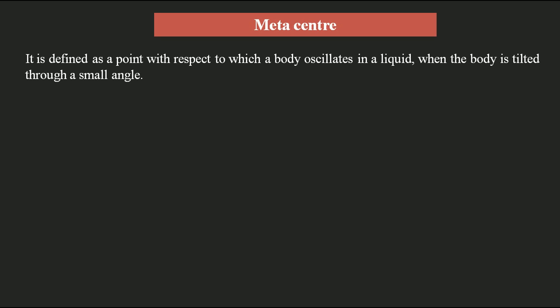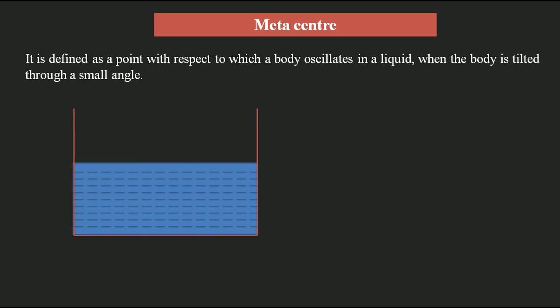So we try to analyze this a little more. Here I am taking one container into which I am inserting one body that is submerged in the liquid, and when you tilt this body, assume this one is the axis, the body can oscillate in this liquid with respect to a particular point. Oscillations take place only with respect to a particular point. So the point with respect to which the body can oscillate inside the liquid can be called the metacenter. We try to look at that point's location also.